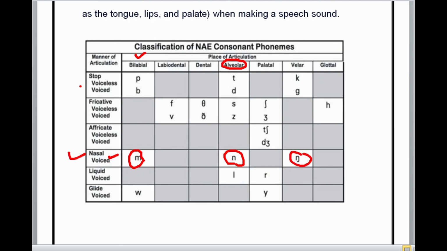We use the velum to pronounce this. This is velar. These three sounds are the nasals in the English language. All these are voiced, and their sounds have been discussed, and these are the symbols of these sounds.